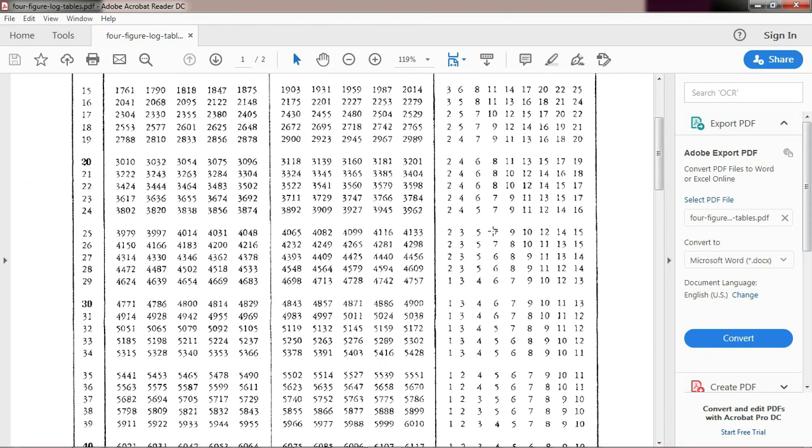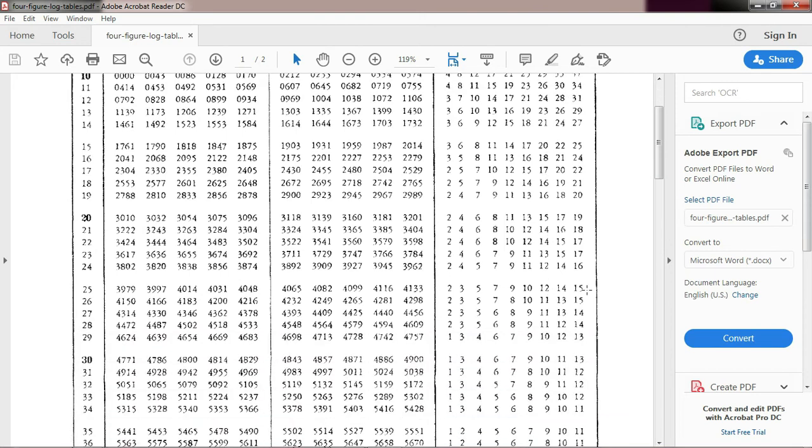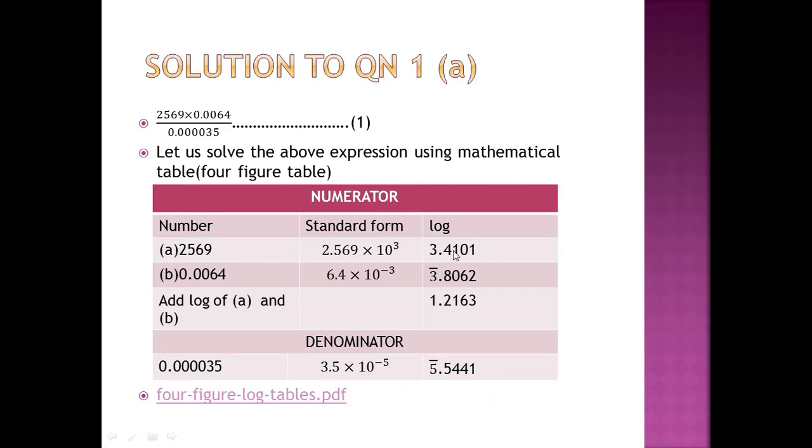We go into the proportional part, the difference part. The number 9 above has a value of 15 in the row. So we add this value: 40.82 plus 15, and then we have that value in the table, 4101. Then you go to the next number.